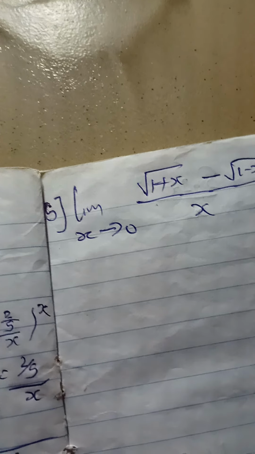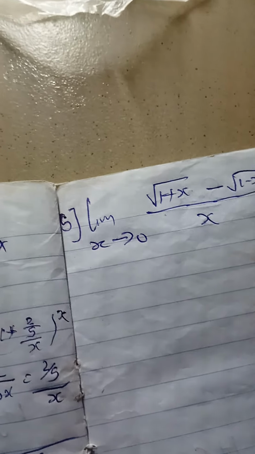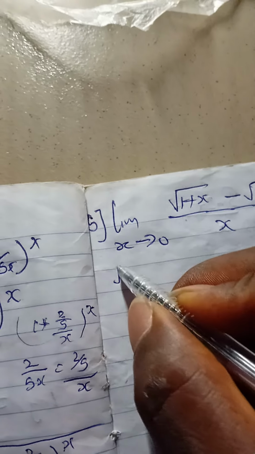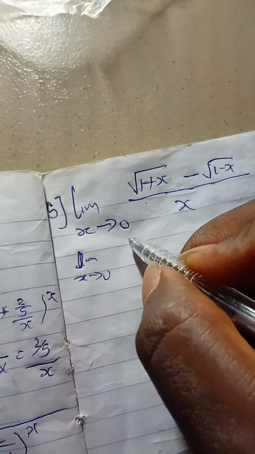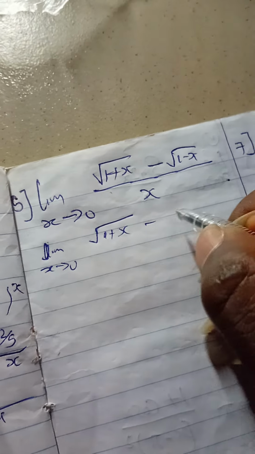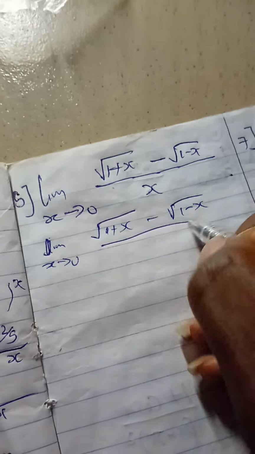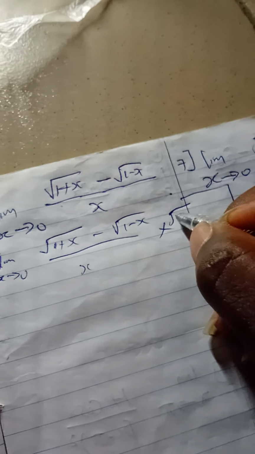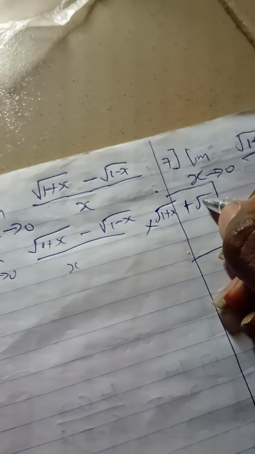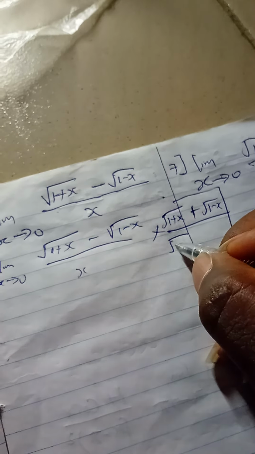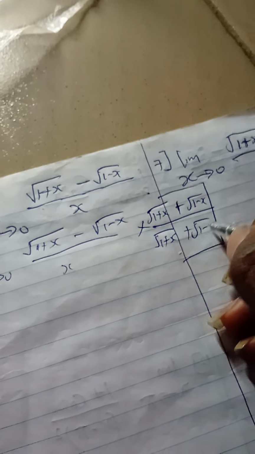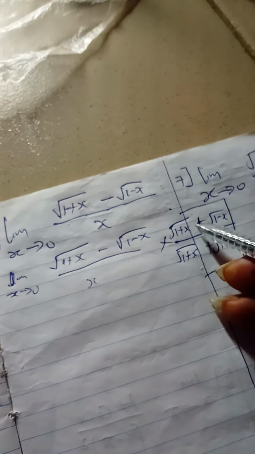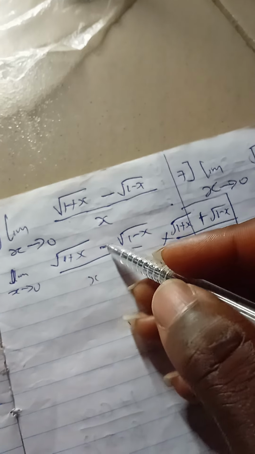So now number 5, we have limit as x tends to 0 of this. You are going to use what? Rationalization. If you do direct substitution, you get 0 over 0. So by rationalization, you rationalize using the numerator. So this gives us limit as x tends to 0 of root 1 plus x minus root 1 minus x over x, times root 1 plus x plus root 1 minus x over root 1 plus x plus root 1 minus x. You use the numerator to multiply up and down, but you are using the conjugate now. That is, the sign will change.